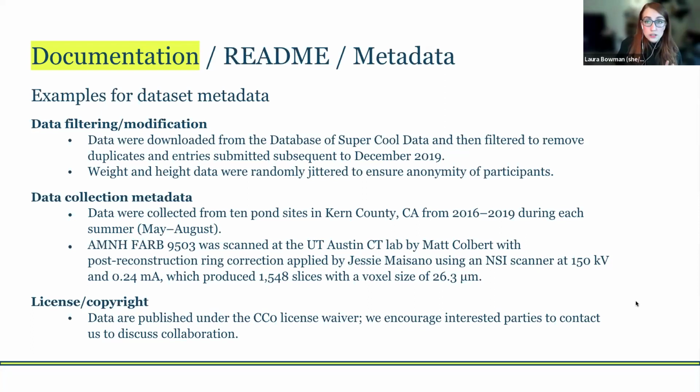So again, these are just some examples for modification. Data were downloaded from a database and duplicates were omitted. Weight and height data were randomly jittered to ensure anonymity, just so that people know what they did in case they try to recreate it and can't quite get those same data. This is the place where the samples were collected, the time period. This is some information about instrumentation and the settings that it was on.